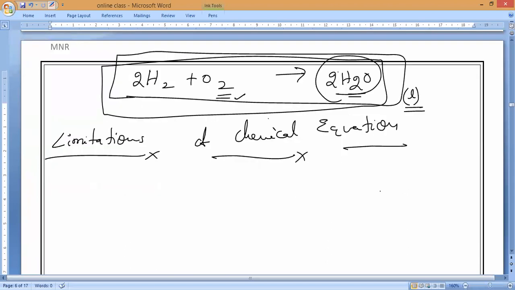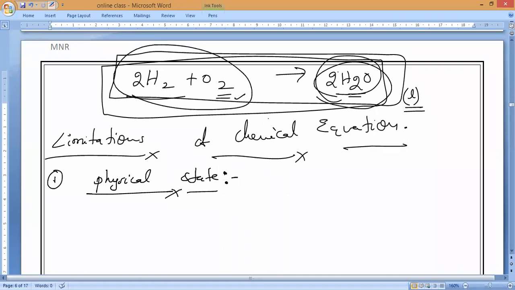What are the limitations of chemical reactions? The first point is physical state. Next class we'll study how to make the chemical equation more informative. By the time, you'll understand each point. That is the reason I'm teaching limitations of chemical equations. The physical state of reactants and products cannot be known from the chemical equation.